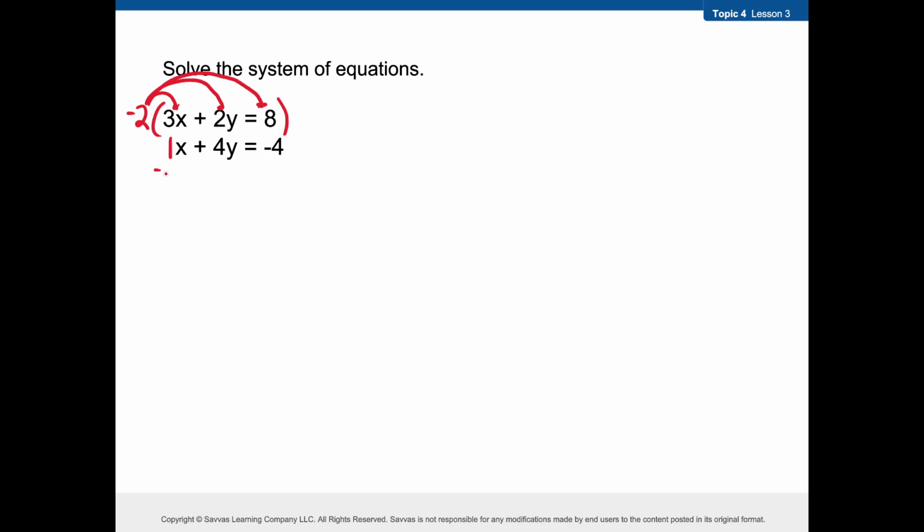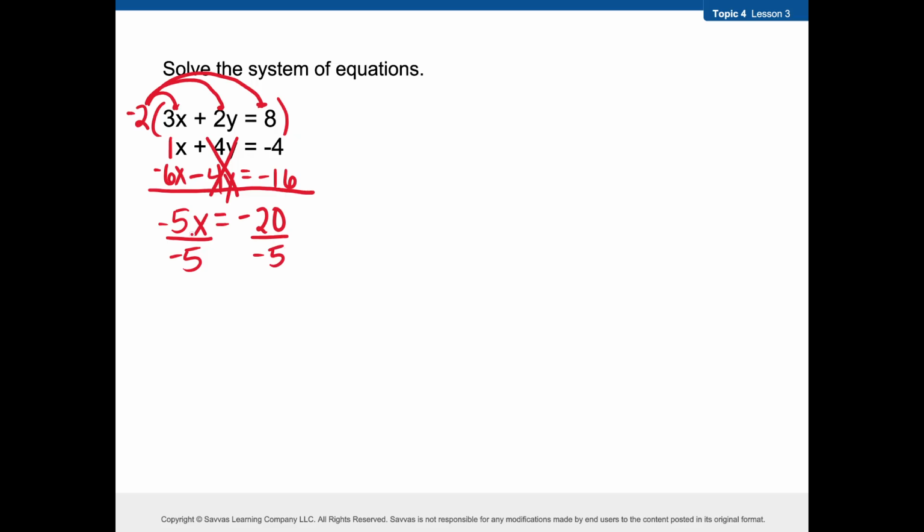But I just like doing the top, so I can put it right here on the bottom. Negative 2 and 3x, negative 6. Negative 2 and positive 2y is negative 4y. Negative 2 times 8 is a negative 16. My y's would eliminate. 1 minus 6 is a negative 5x. Same sign. I'm going to add those two numbers together and keep the sign. So a negative 4 minus 16 is a negative 20.